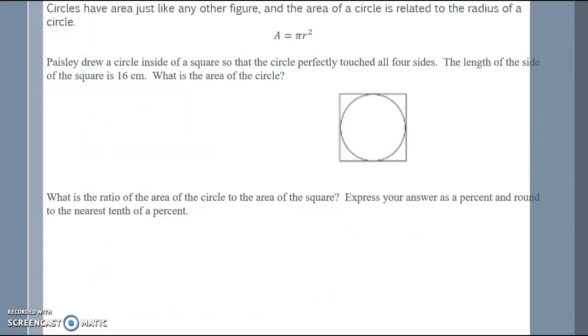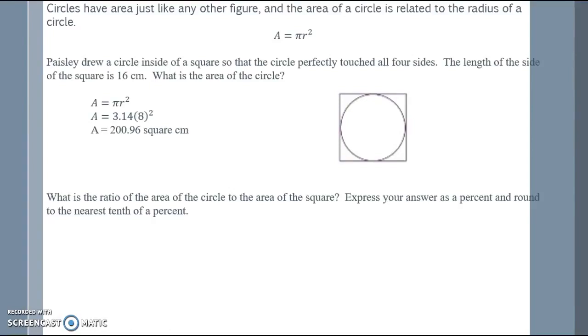Paisley drew a circle inside of a square so that the circle perfectly touched all 4 sides. The length of the side of the square is 16 centimeters. What is the area of the circle? So I know that the length of one side would be 16. So the diameter of my circle would be 16, and my radius, therefore, would have to be 8. So 3.14 times 8 squared gives me 200.96 square centimeters for the area of the circle.